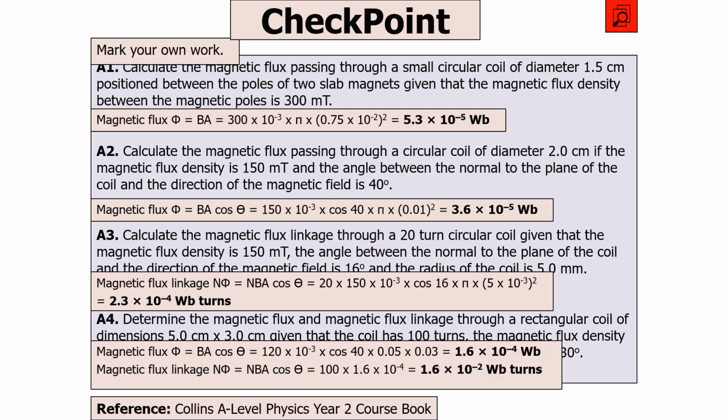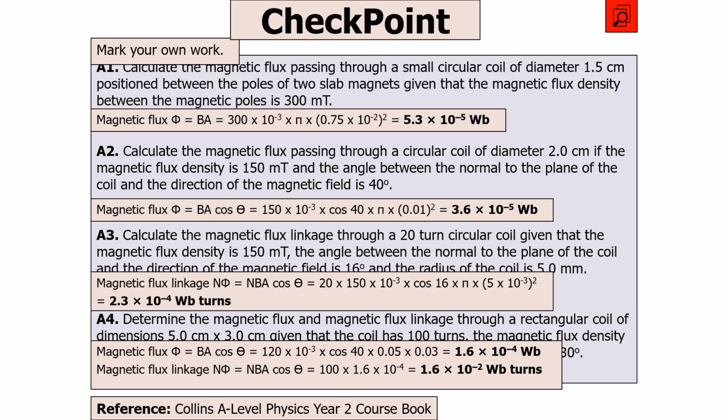And here again, flux is equal to BA cos theta, work it all through, and you get 1.6 times 10 to the minus 4 webers. Flux linkage is N times that value, so you times that by 100, so it's 1.6 times 10 to the minus 2 weber turns. Remember, the difference in use between flux and flux linkage is webers and then weber turns. So even though the SI unit of both of them is the same, we use the differential there to differentiate between the two values.